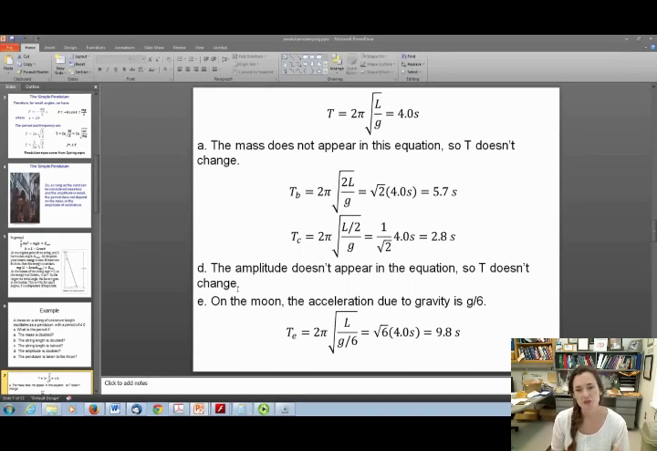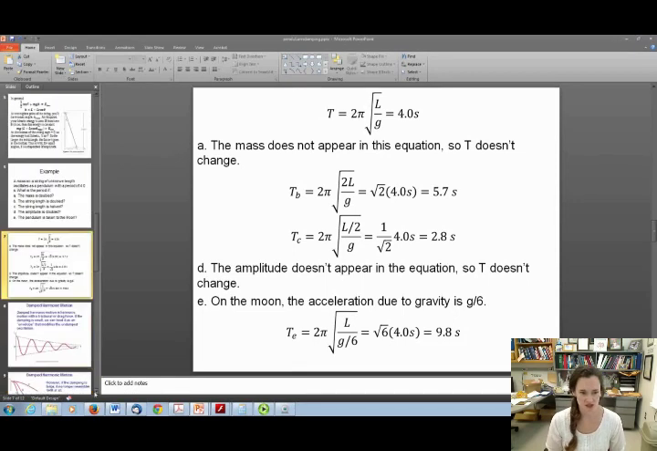And then finally, on the moon, okay, what would happen if you moved it to the moon? Well, the acceleration here on Earth is 9.8 meters per second squared. That's G. But on the moon, it's about 1/6 that, okay? So it's equal to G over 6. So if you plug in T is equal to 2 pi root L over G over 6, that means that you would be multiplying by the square root of 6 times your period, and that would give you 9.8 seconds. So it would make the period much longer. So that's all the things that you can play with on that question.